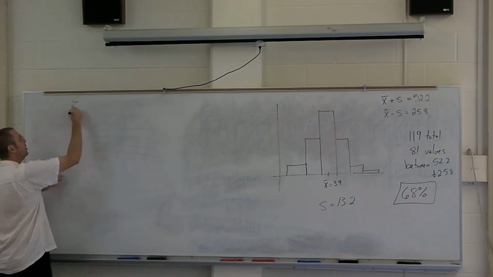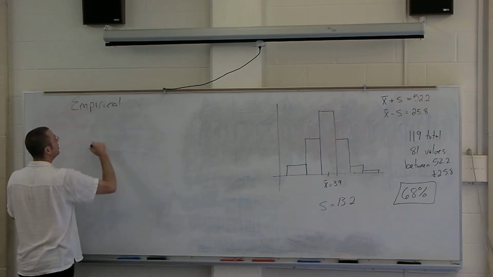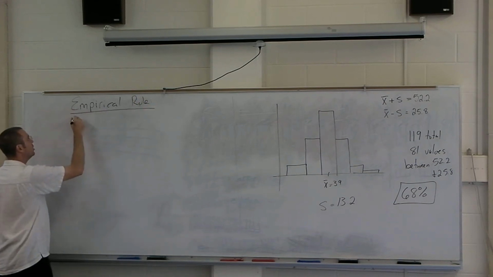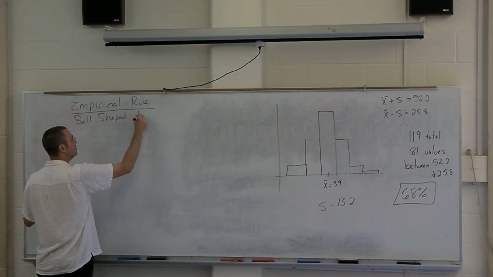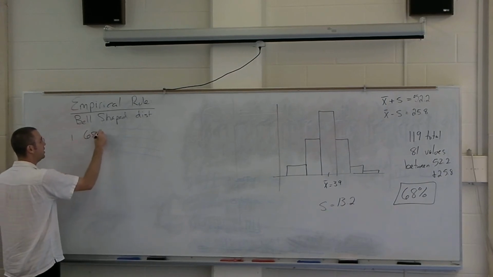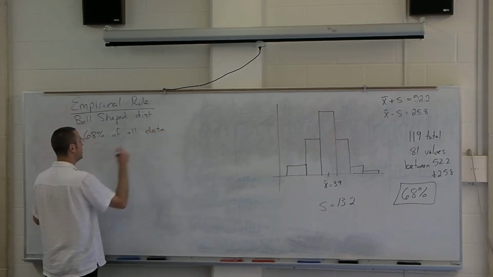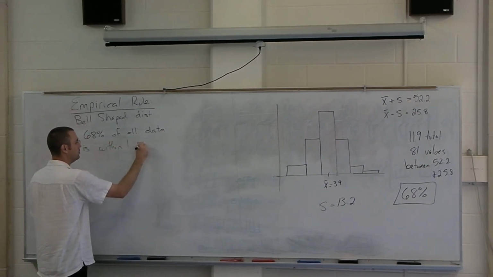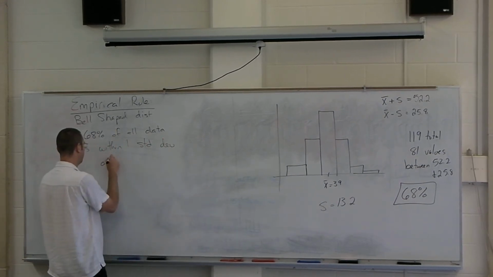This rule is what is known as the empirical rule. There are three parts to it. So you have a bell-shaped distribution. Part 1 says that 68% of all data is within one standard deviation of the mean.